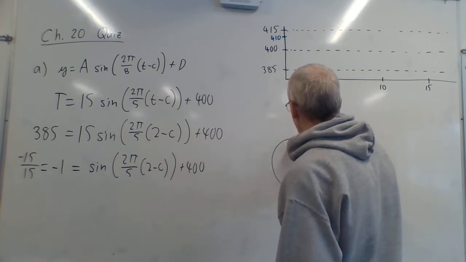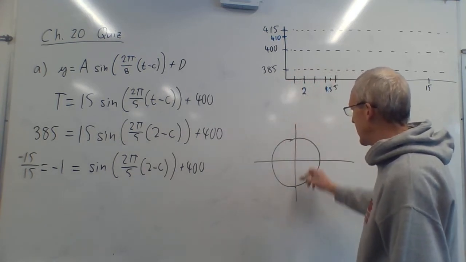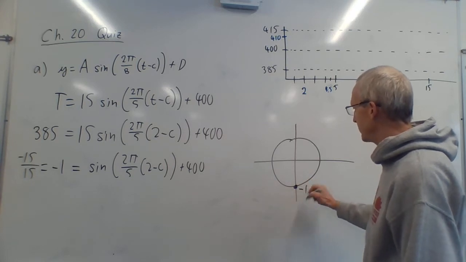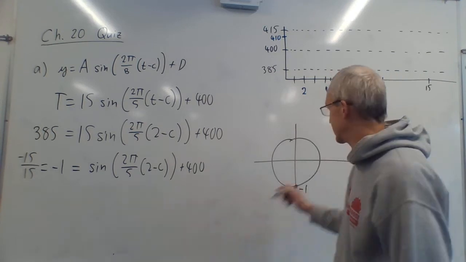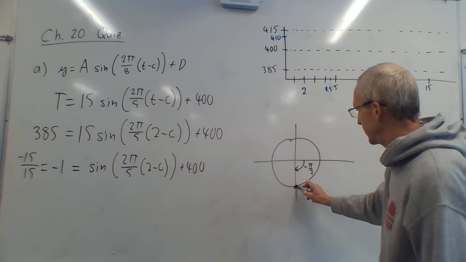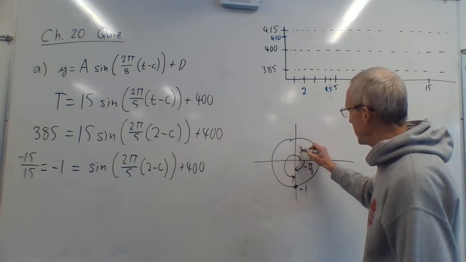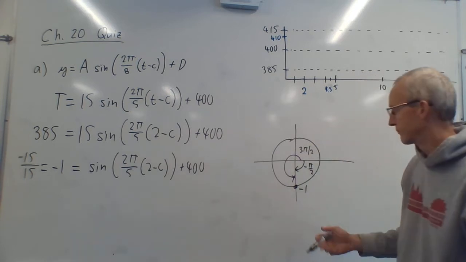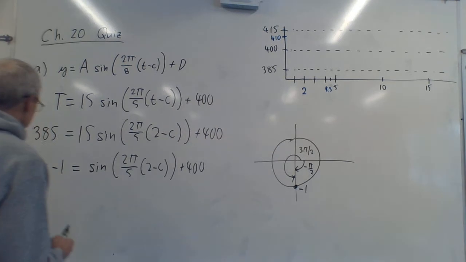Remember, sine is the y value. The y value is up and down, and -1 is only one place. It's right there. And that, we can use two answers. We can say it's -pi/2 to get right there, or we could go this way, and that way it's 3pi/2. Okay? Either one works. I'm going to go with the 3pi/2 because I like positive numbers.